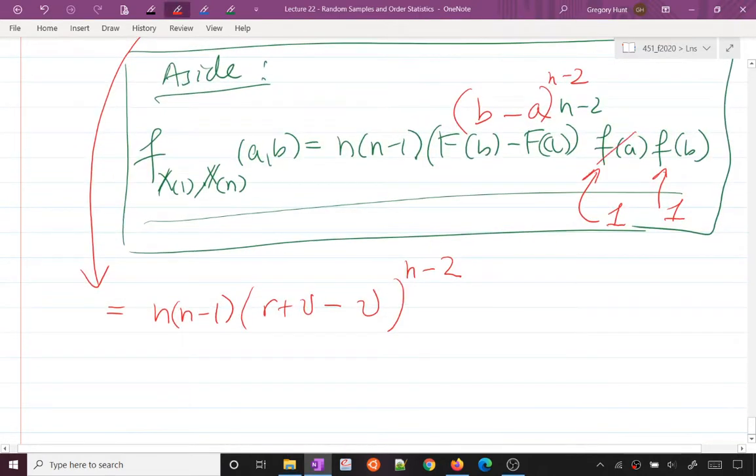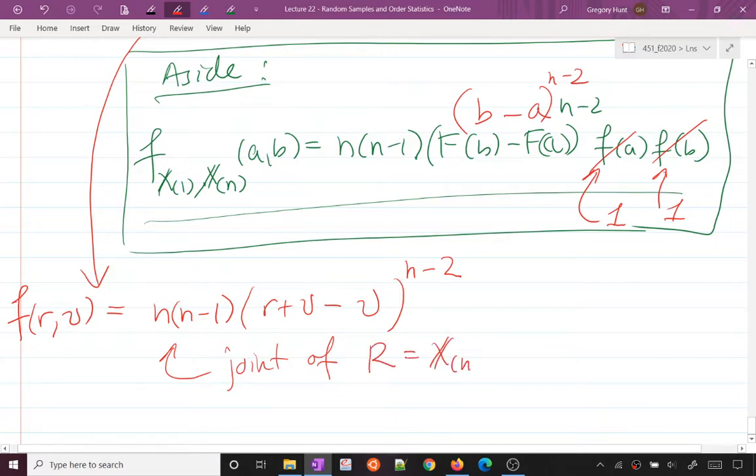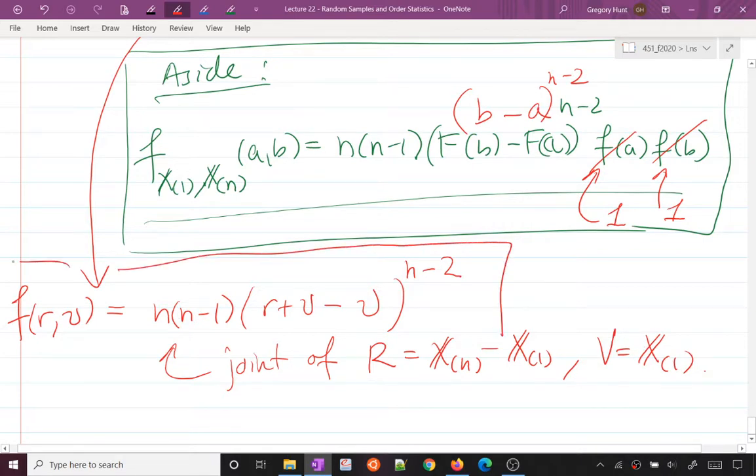So actually we don't even need these in our formula. And this now is f of r, v. So this is the joint of the range, which is the maximum minus the minimum, and v, which is just the minimum. So let's put a box around this. This is the joint of the range and the minimum.